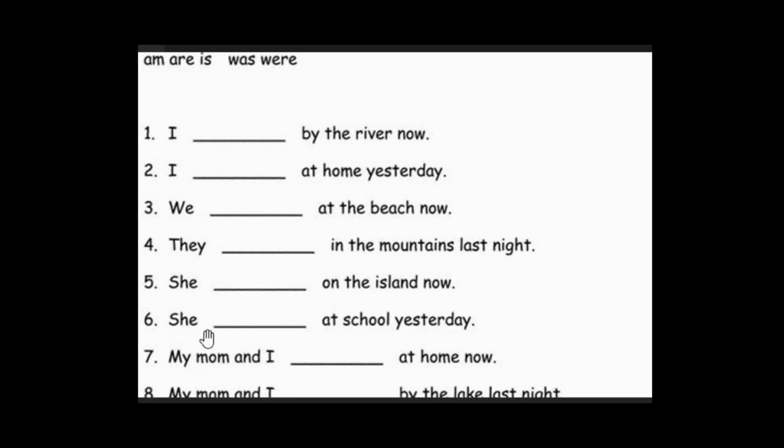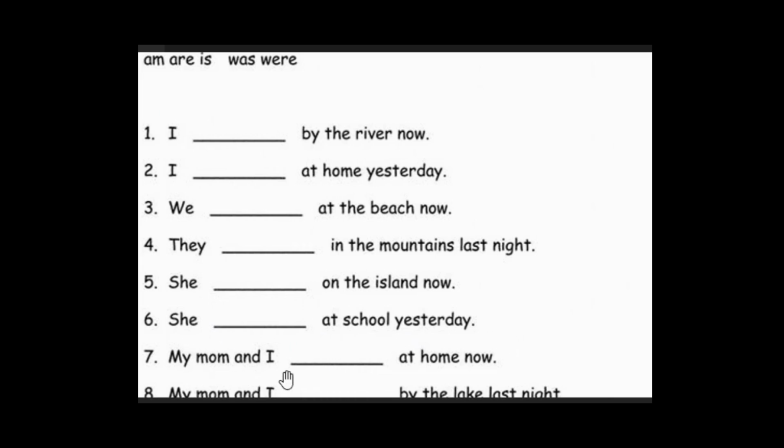"She dash at school yesterday." This action is a finished action, so we choose to use was. She was, because she is singular. This action is completed in the past. She was at school yesterday.